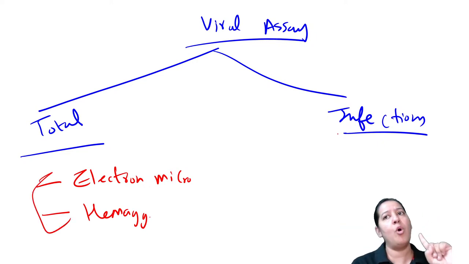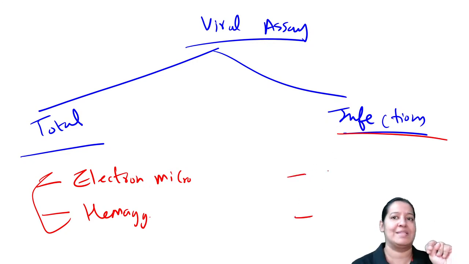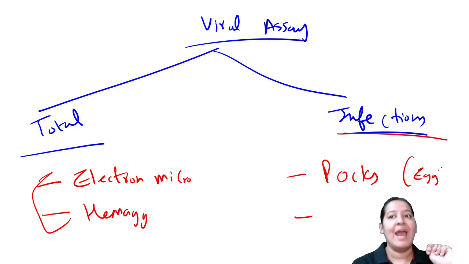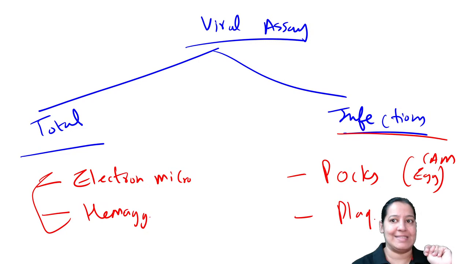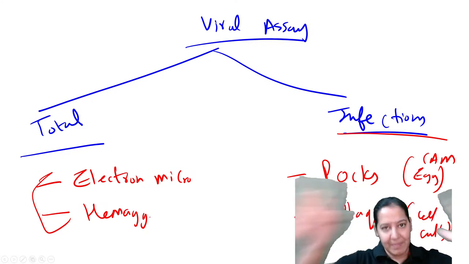But if you want to know only the infectious virus, there are two assays. Pock assay, which is done on egg, the chorioallantoic membrane, CAM, right? And plaque assay, which is done on cell culture. Give me a thumbs up. So that is the summary of viral assay.